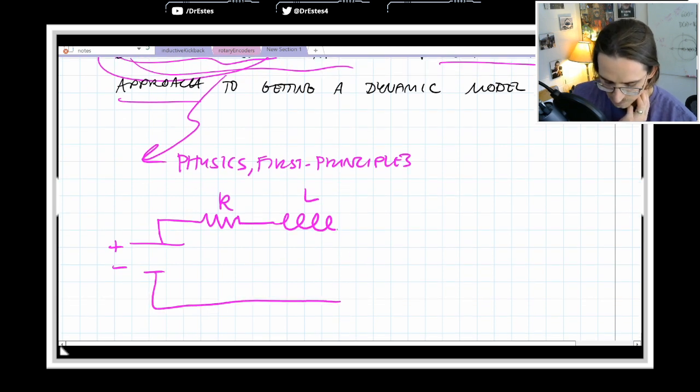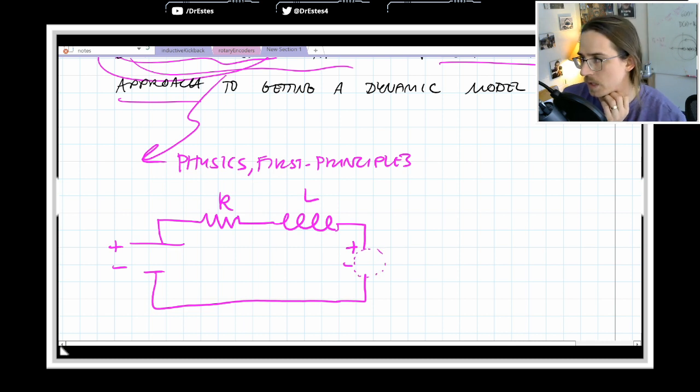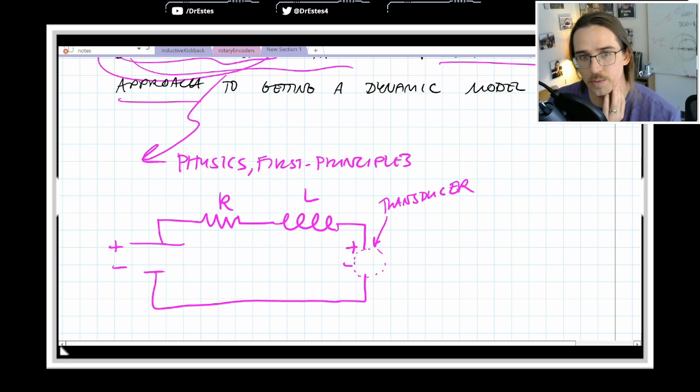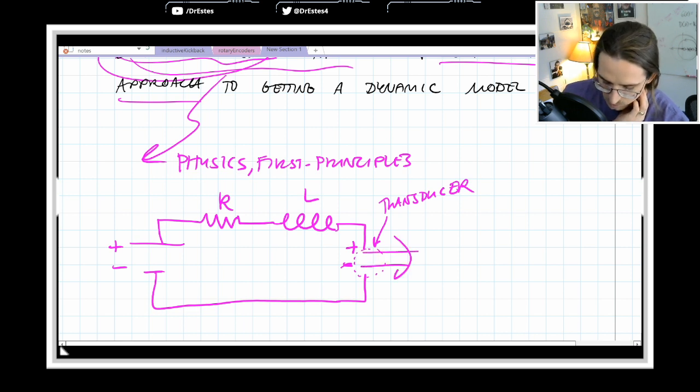And this interfaces with the mechanical part. So I'm going to put a little circle over here. What this represents is a transduction process. In MAE 340, we call it a transducer. A transducer just transforms one thing into another thing. So we have a voltage on this circuit. It's going to transform into a torque that acts on a rotor.